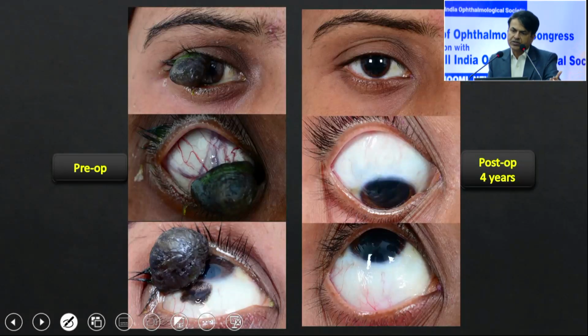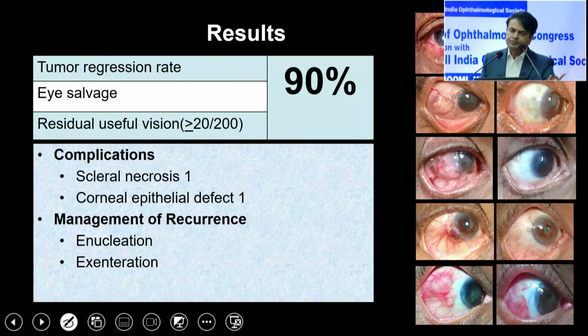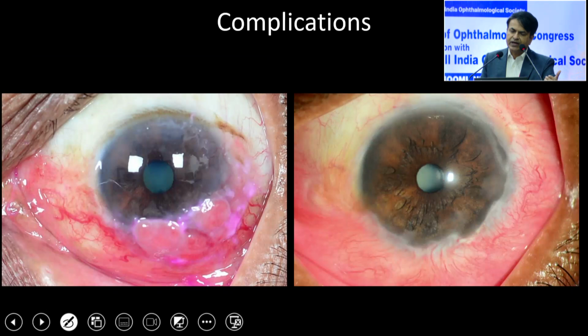Not all patients respond so well. We have only 90% success with this. 10% of patients still need extended enucleation or orbital exenteration, but it's really gratifying that at least 90% of these eyes can be saved. One more similar example. That's the success rate we have.